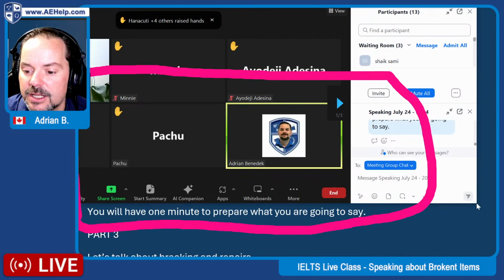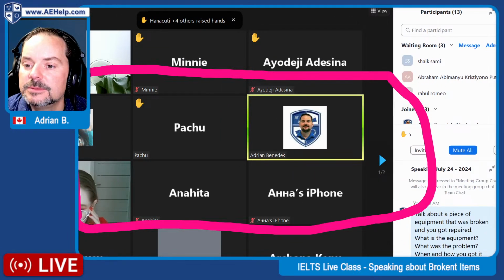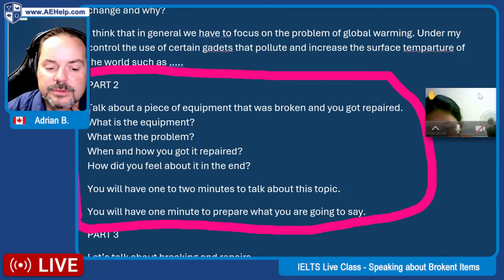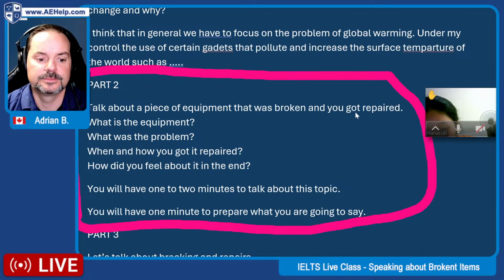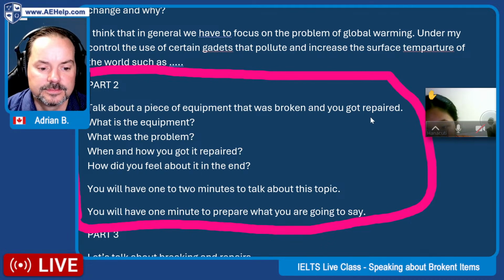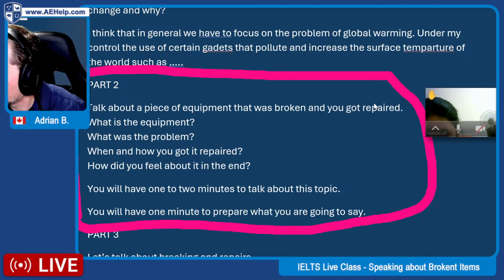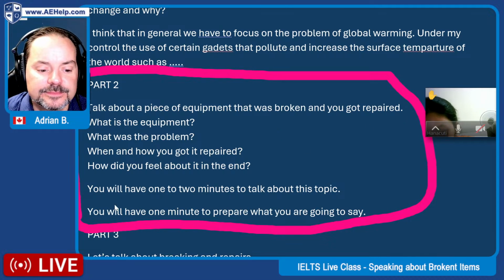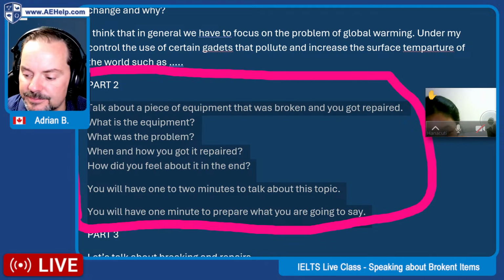Okay, it's in the chat in Zoom. So if you have the chat on Zoom open, you should see it now. Do you see it? Yeah. Okay, go ahead and read the question, please. Talk about a piece of equipment that was broken and you got repaired. What is the equipment? What was the problem, when, and how you got it repaired? How did you feel about it in the end? You will have 1 to 2 minutes to talk about this topic. You will have 1 minute to prepare what you are going to say.